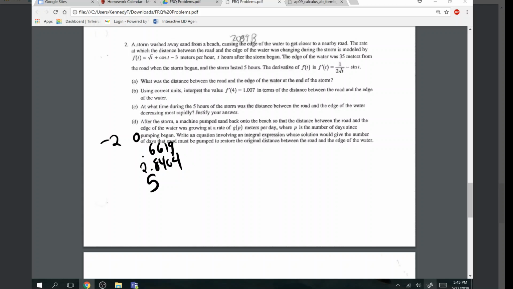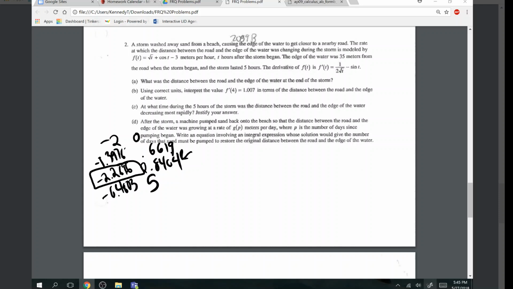So at 0, we're at -2. That's our rate. We're at -1.3976. We're at -2.2696. And we're at -0.4803. So we can see from this that the storm magnifies in power and then kind of drops off here. And we can see that the biggest rate happens here at 2.8404 hours after the start of the storm. So at what time? It's this time.